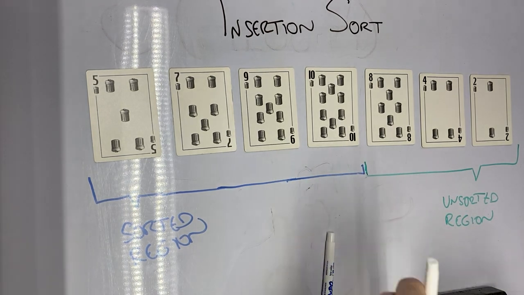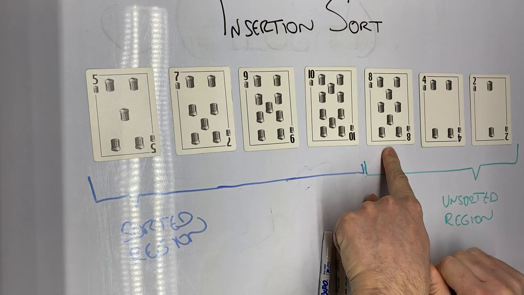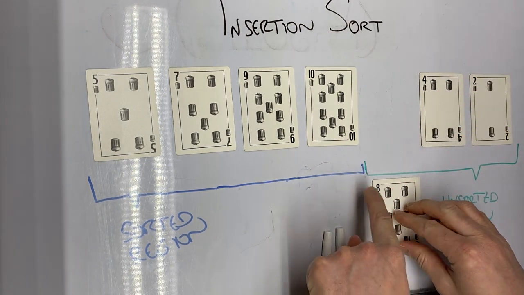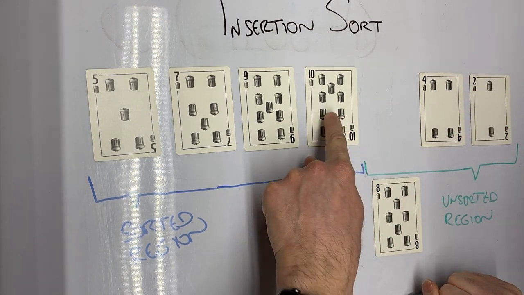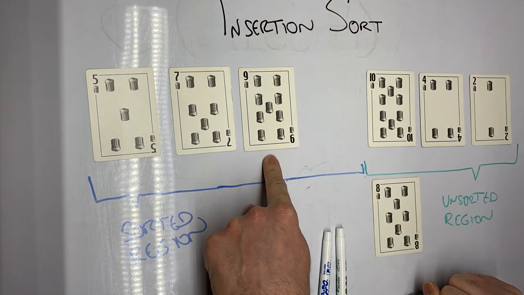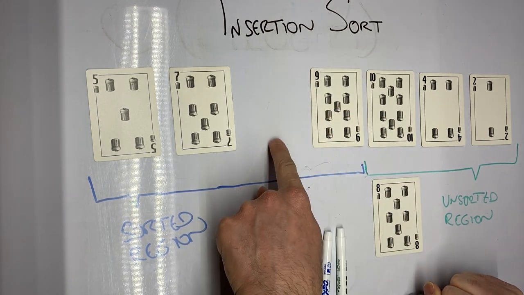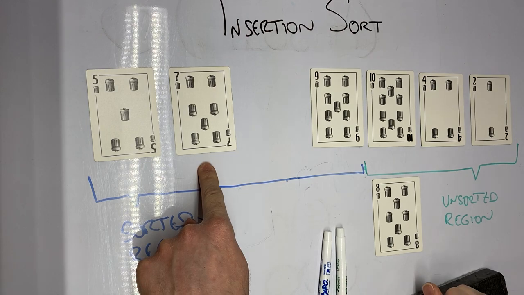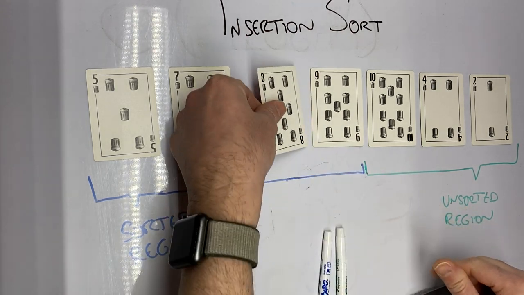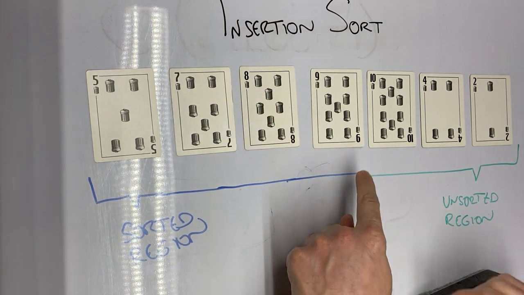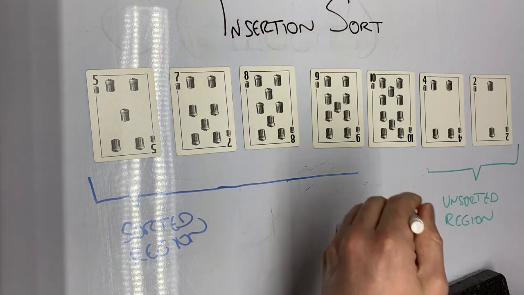Now the first card in the unsorted region is the 8. So I will remove that. Is 10 greater than 8? Yes, it is. Shift the 10 to the right. Is 9 greater than 8? Yes, it is. Shift the 9 to the right. Is 7 greater than the 8? No, it is not. So insert the 8 here. Adjust the regions.